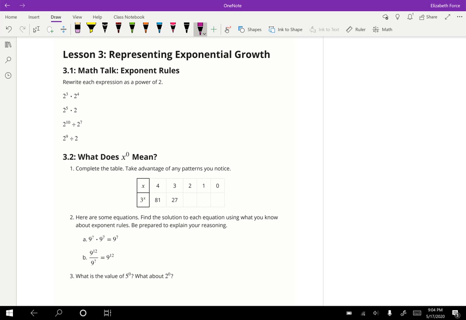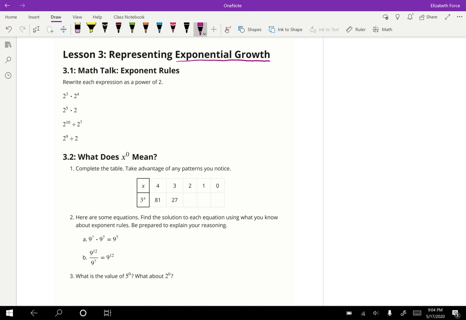We're going to start to take a look at representing exponential growth. So in the first couple lessons, you've looked at patterns that look like exponential growth. Now we're going to see how we can write equations to represent exponential growth.